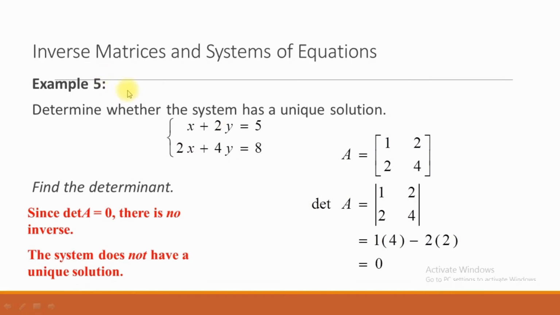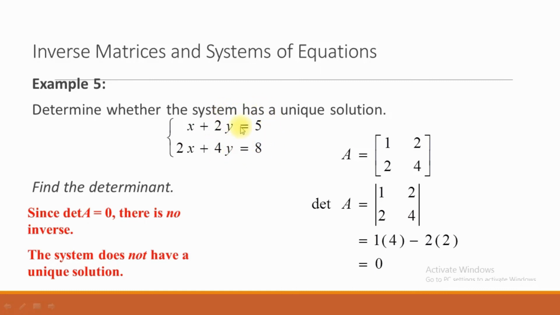Now let's move to example number 5. Determine whether the system has a unique solution. This is a system of two equations. To check whether this system has a unique solution, first of all write the system in the matrix form.